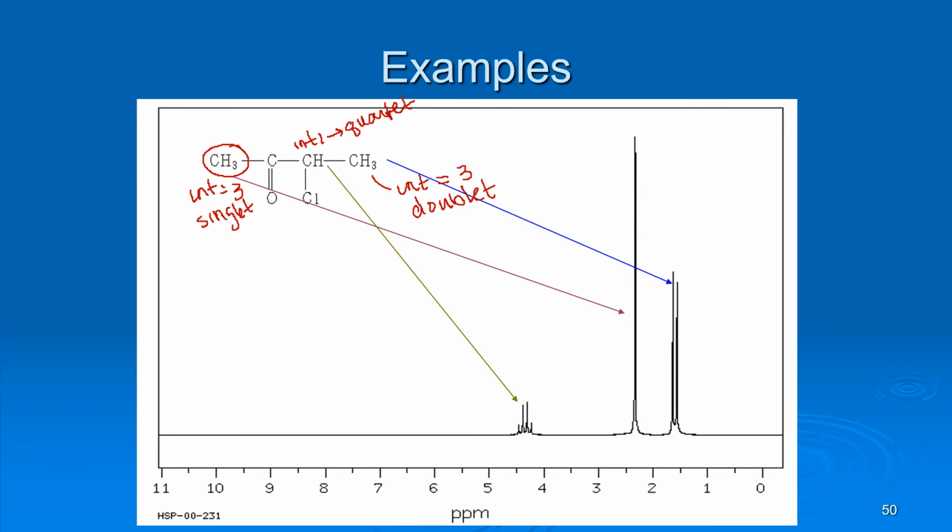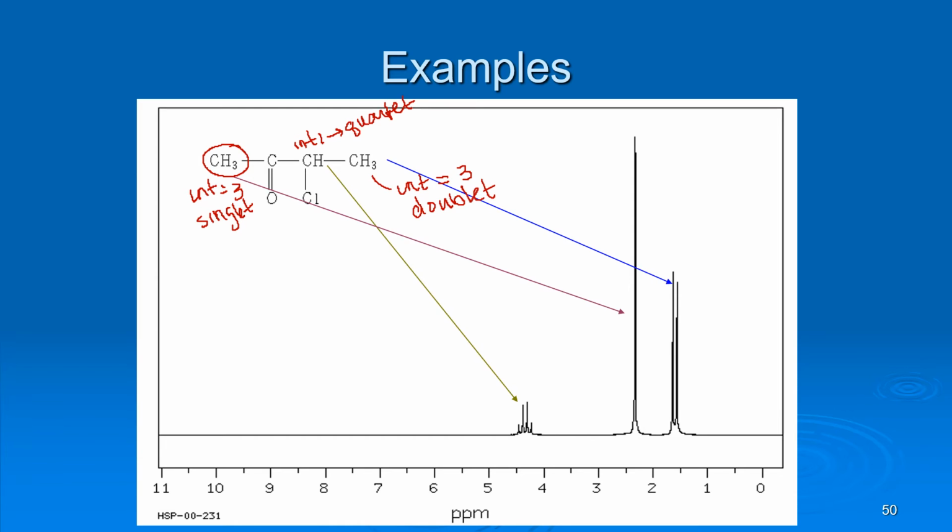So let's look at the arrow. This one here is our doublet. And here's the hydrogen attached to the chlorine, so that's why it's so far down toward the left. It's also attached to this carbonyl, so it's the most deshielded. So that's that one. And notice that it is split into a quartet. And then this one is the singlet, and here's the peak.